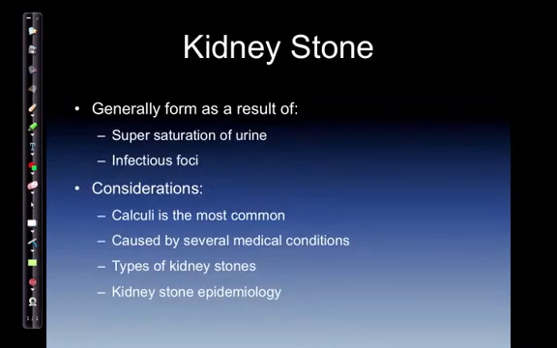Kidney stones generally form as a result of supersaturation of the urine, and it's an infectious foci. Considerations. Calculi is the most common. Calcium stones are made of either calcium oxalate or calcium phosphate, caused by several medical conditions. Chronic inflammatory bowel syndromes can cause this. Intestinal bypass surgery can cause this. Factors favoring kidney stone formation include diets high in salt and protein and low citrate levels.